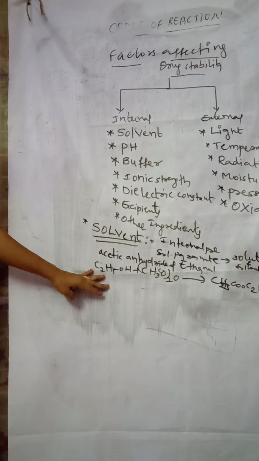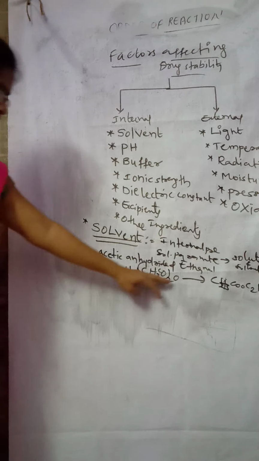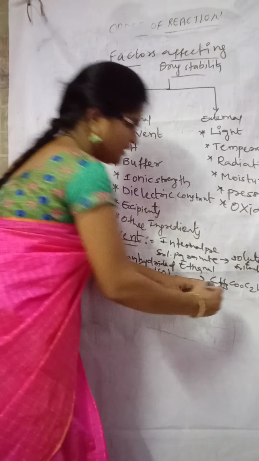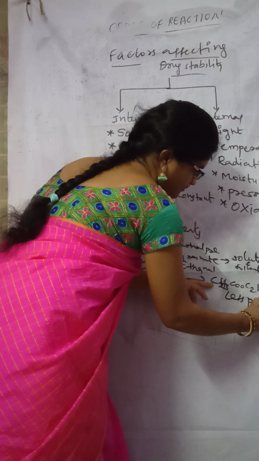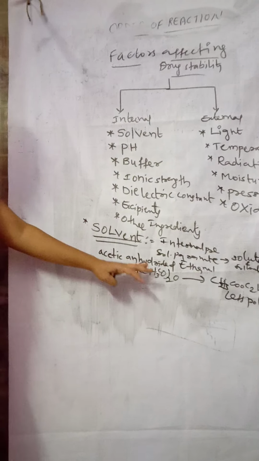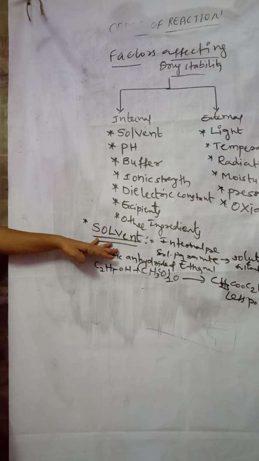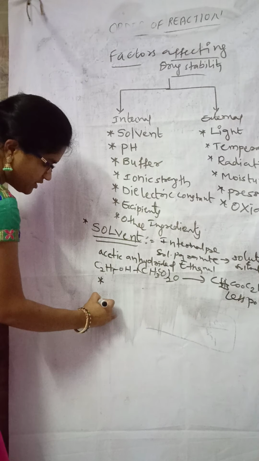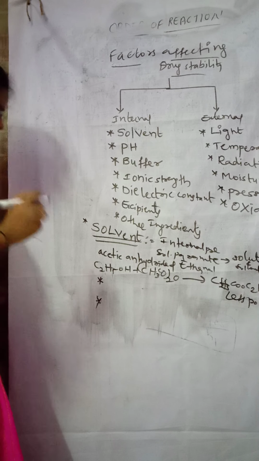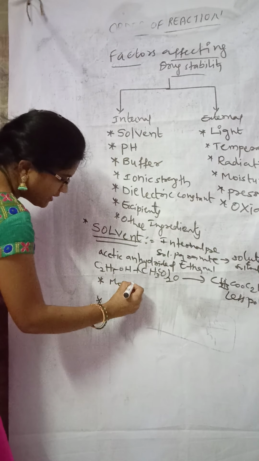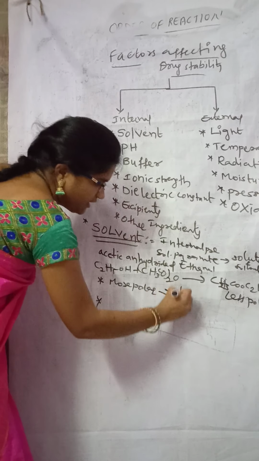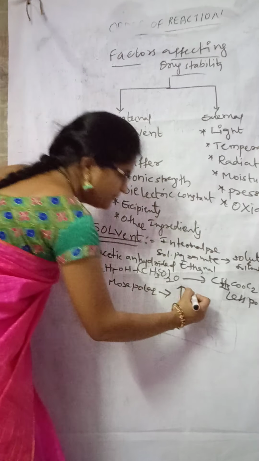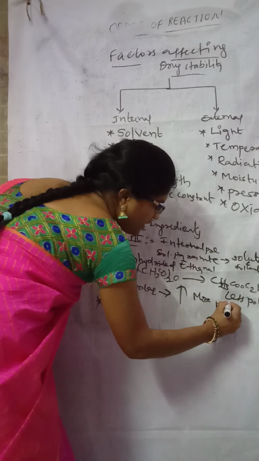If you see the ethanol, it is a more polar solvent. When it is reacting with acetic anhydride, it is giving ethyl ester, which is less polar. So we are considering this example to give the conclusion of the effect of solvent on stability. Here we can get two conclusions based on the polar nature of the solvents. If the solvent is more polar, it will accelerate or catalyze the formation of more polar products.